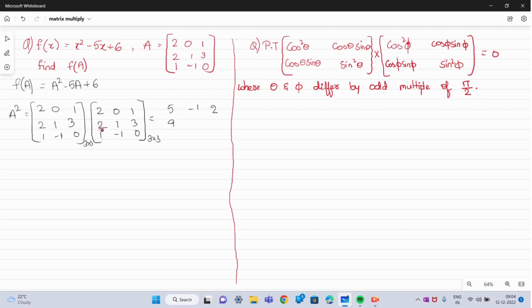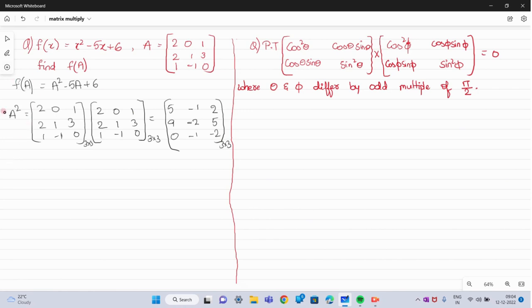Next, with this, 1 minus 3, minus 2. With this, 2 plus 3, 5. Next, 2 minus 2, 0. Next, minus 1, 1 minus 3, minus 2. Again, the order is the same, 3 cross 3.